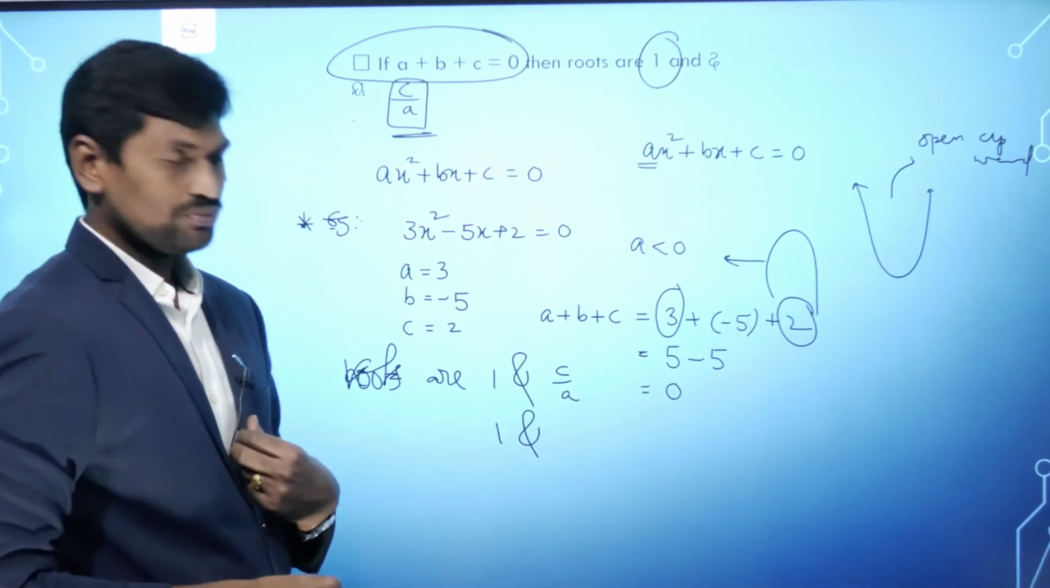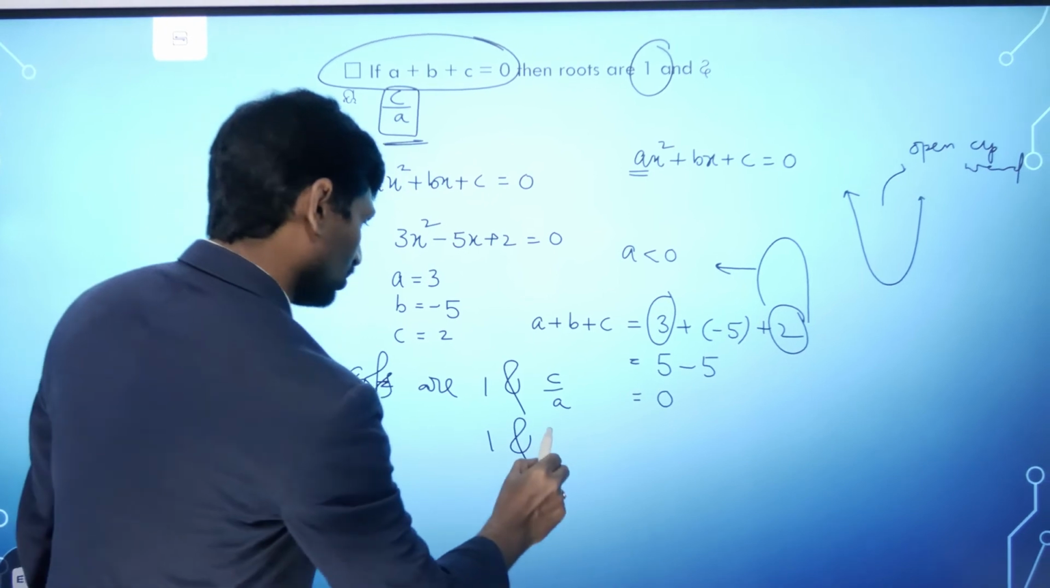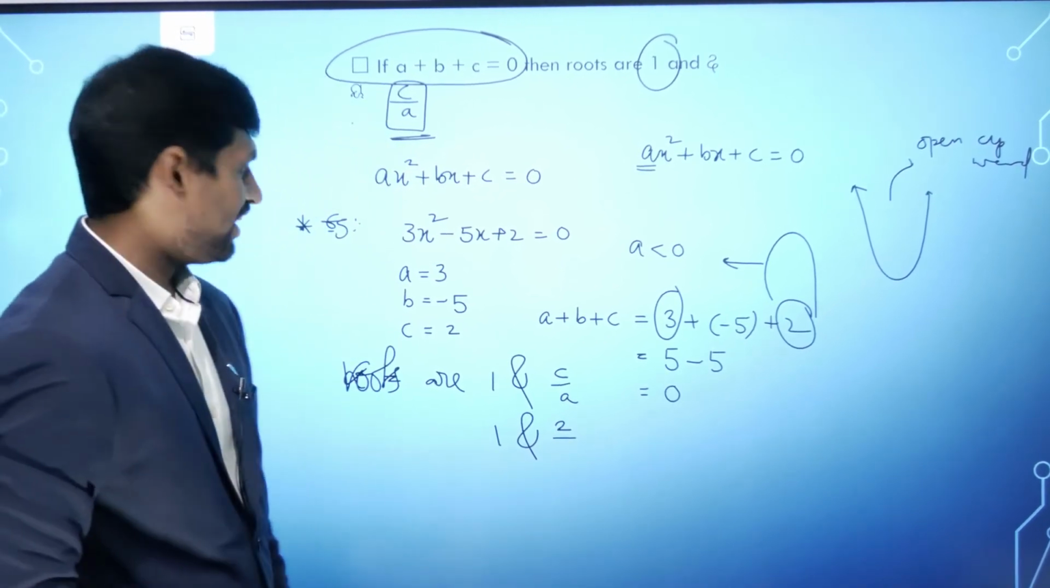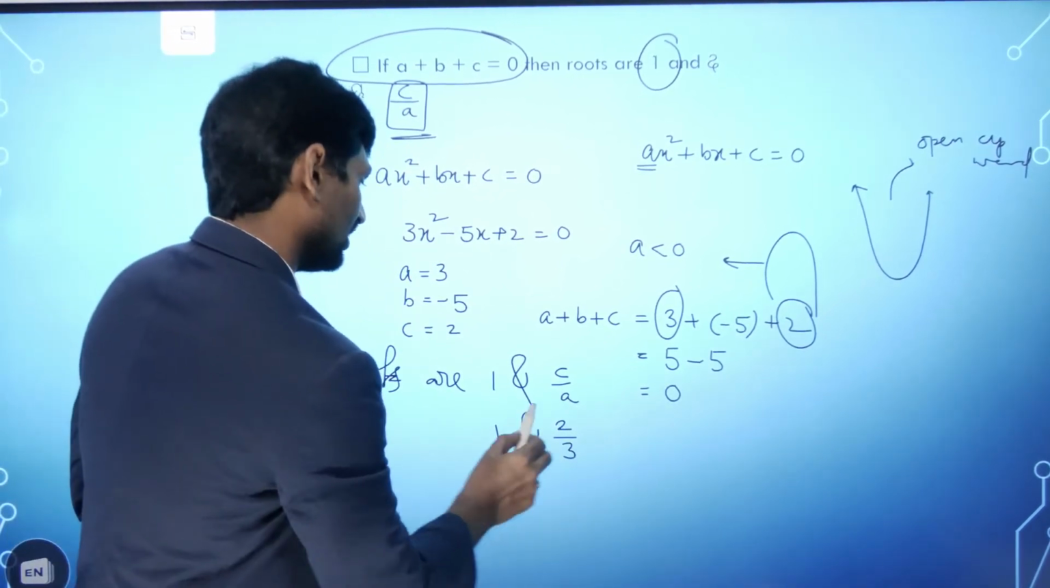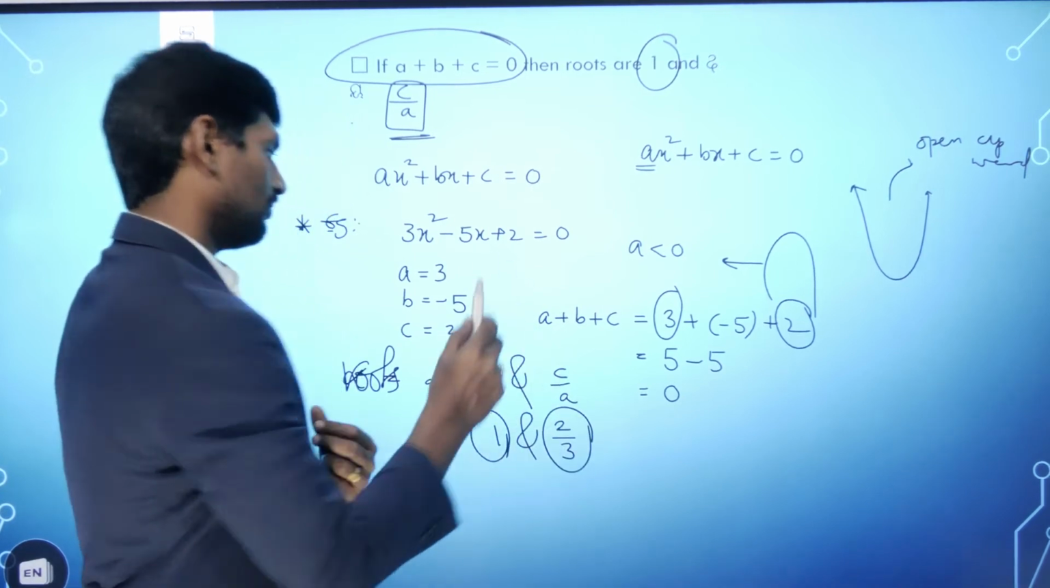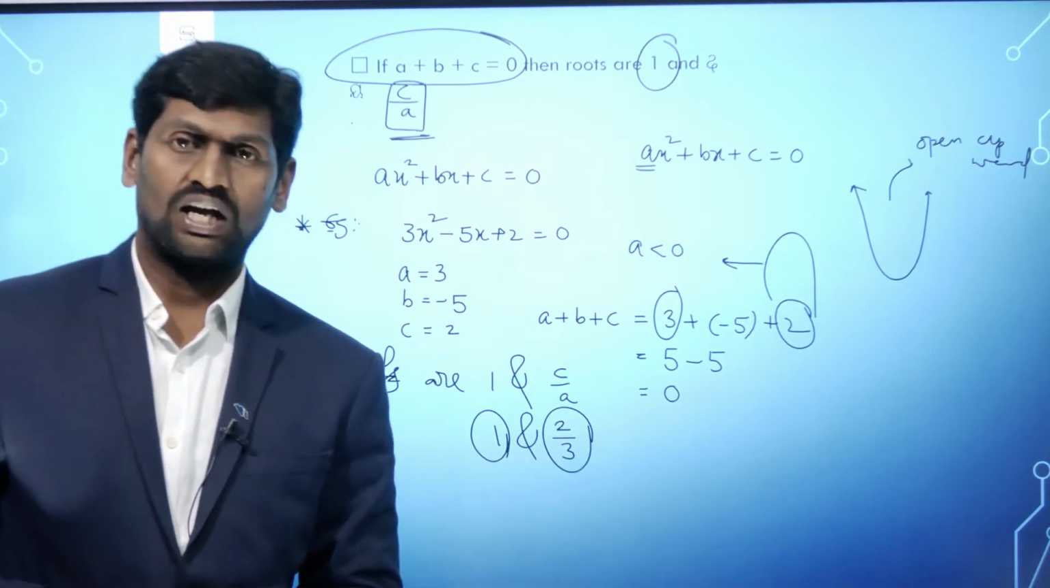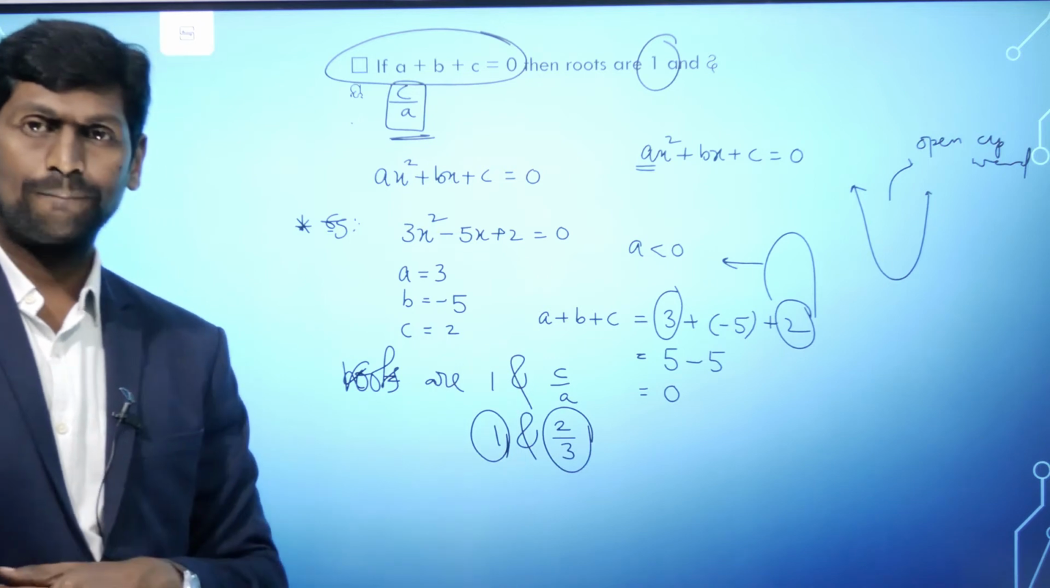1 is a value, so c by a. C value means what? 2. A value 3. 2 by 3. Therefore, the roots of the quadratic equation are 1 and 2 by 3.